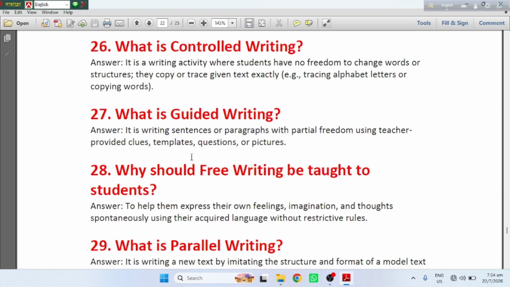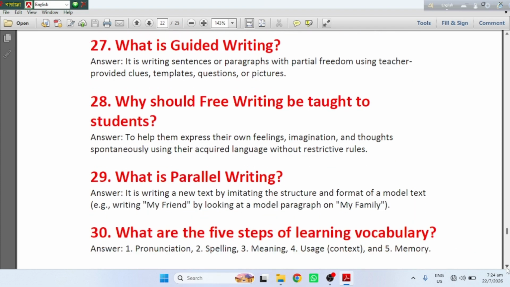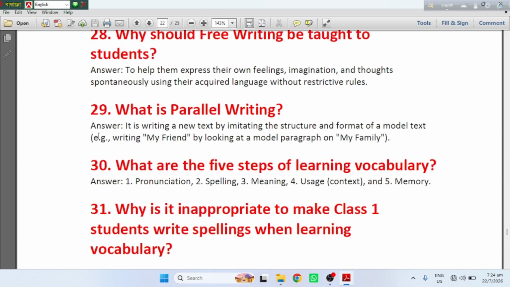What is guided writing? It is writing sentences or paragraphs with partial freedom using teacher-provided clues, templates, questions, or pictures. Why should free writing be taught to students? To help them express their own feelings, imagination, and thoughts spontaneously using their acquired language without restrictive rules. What is parallel writing? It is writing a new text by imitating the structure and format of a model text. Example, writing "My Friend" by looking at a model paragraph on "My Family."